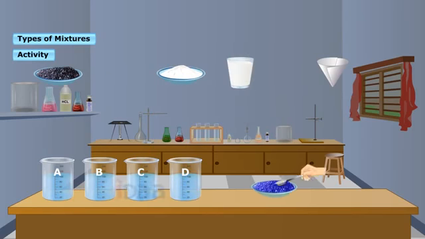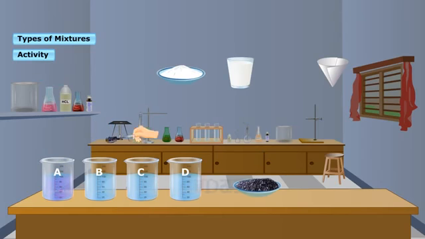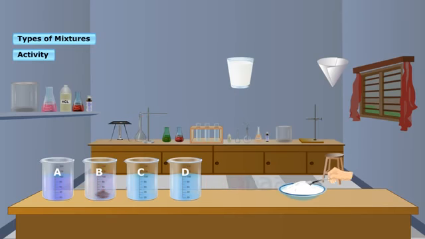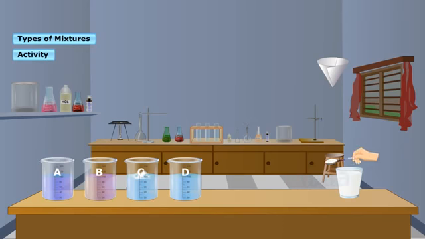Put a few grains of copper sulfate in the beaker A. Put a full spatula of copper sulfate in the beaker B. Put a spoon of wheat flour in the beaker C. And put 2 teaspoons of milk in the beaker D. Thoroughly stir all the liquids in all the beakers.